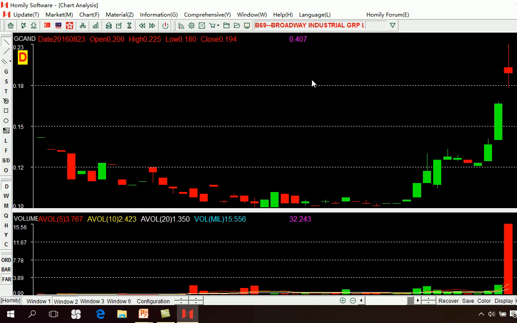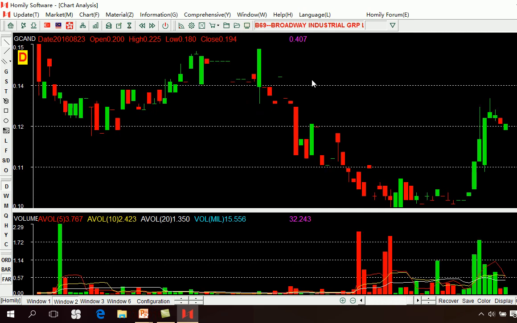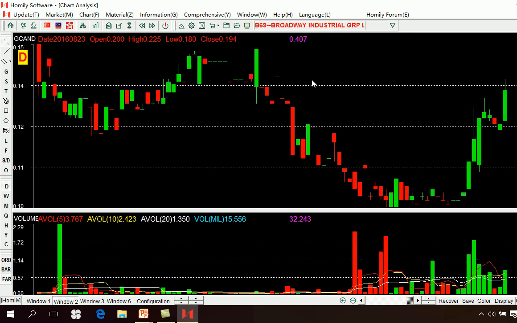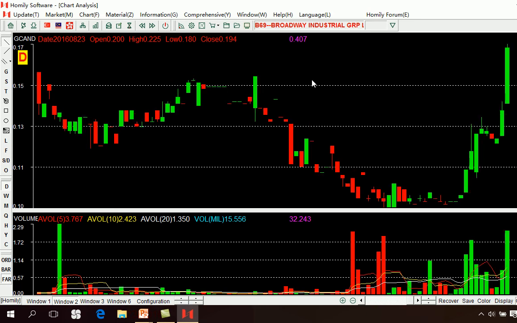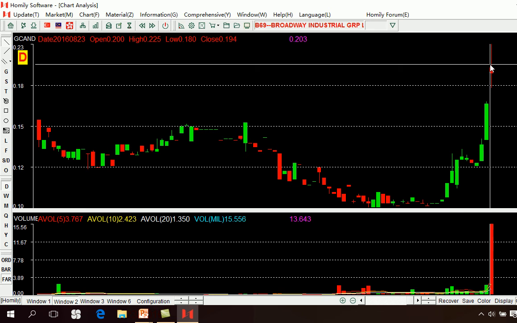Then we can see this one, Broadway. Can we buy now or not? Too high already, okay? So we look at the candlestick. We can see here the candlestick breaks upward through the previous high point. What does that mean? You have a chance to buy, right? But for this candlestick, a high volume appears under it, so can we buy or not? No, not now, okay? Because you missed a good chance.